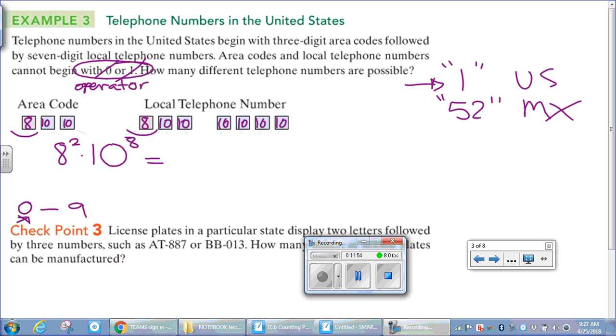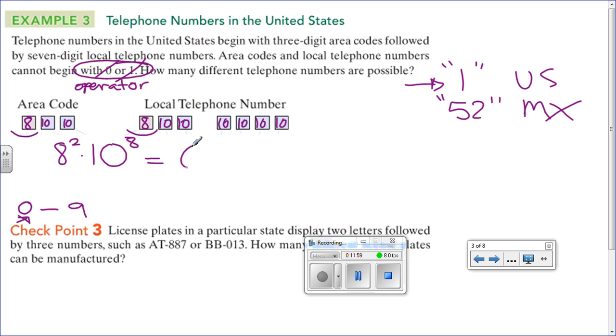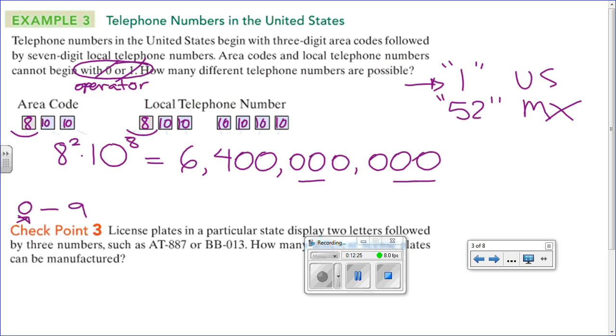Okay, let's revise your answer. So I got 6 billion, and then 400 million. So 6,400,000,000. Thank you. Yeah, 1, 2, 3, 1, 2, 3. Yeah, so 6,400,000,000. Okay.